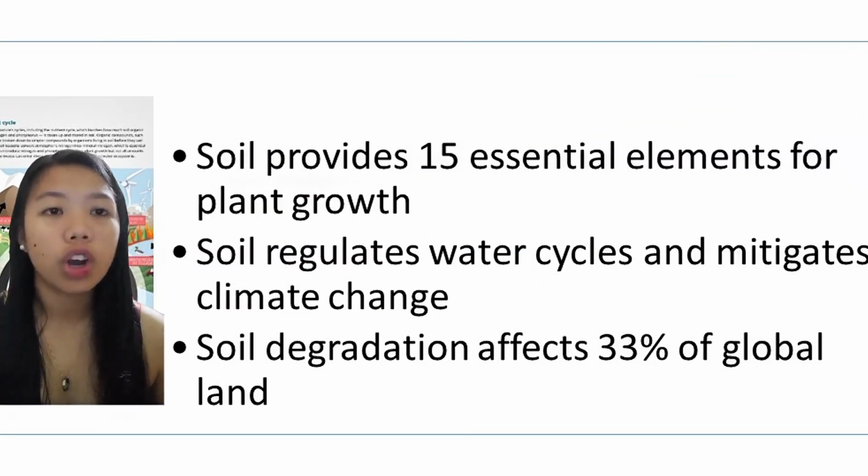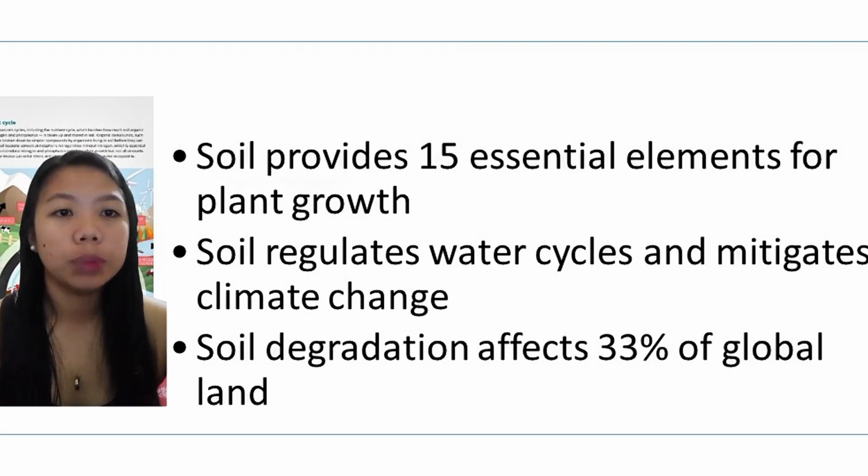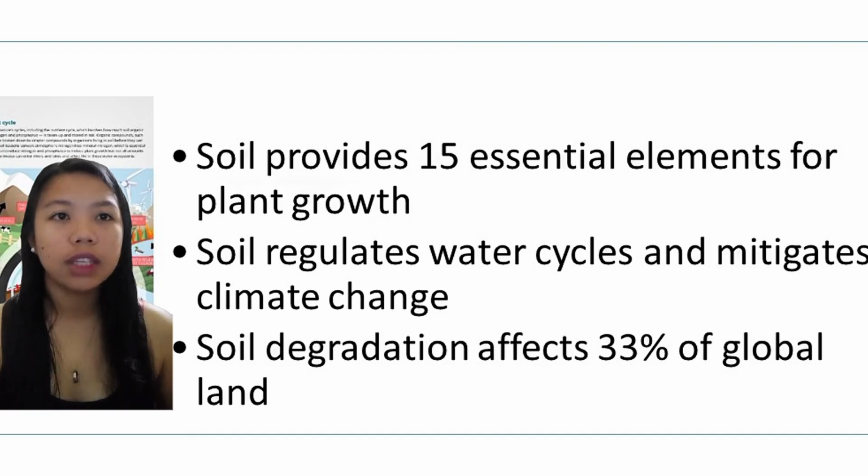So, what are these 15 essentials? It includes nitrogen, phosphorus, potassium, calcium, magnesium, sulfur, iron, manganese, zinc, copper, boron, molybdenum, chlorine, nickel, and cobalt. So that is the 15 essential elements for plants.